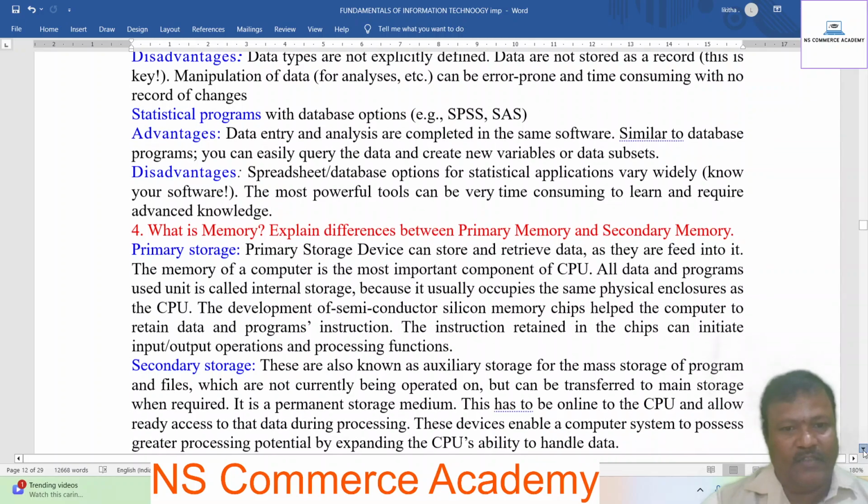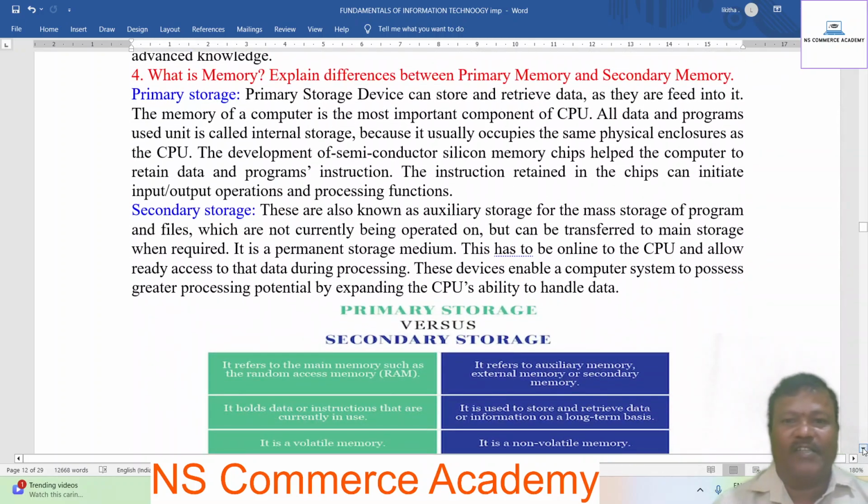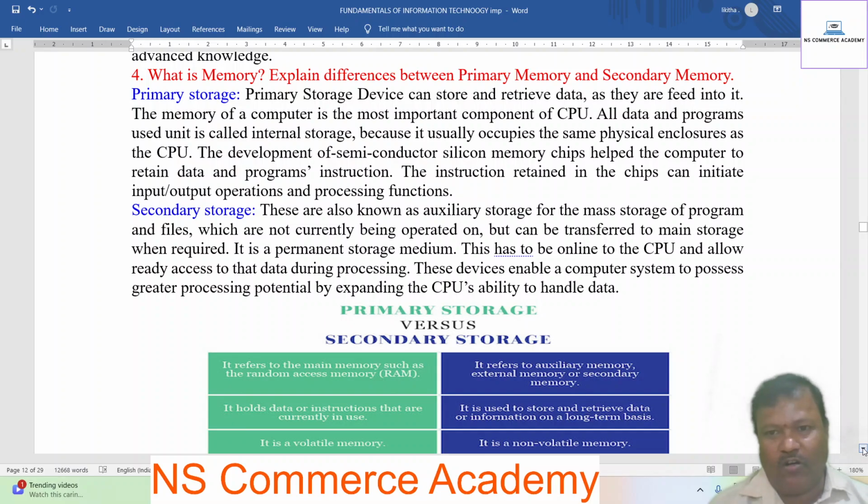Secondary storage. These are also known as auxiliary storage, for the mass storage of programs and files which are not currently being operated on but can be transferred to main storage when required. It is a permanent storage medium. This has also to be online to the CPU and allow access when required. The CPU allows ready access to the data during processing. These devices enable a computer system to increase its processing potential by expanding the CPU's ability.